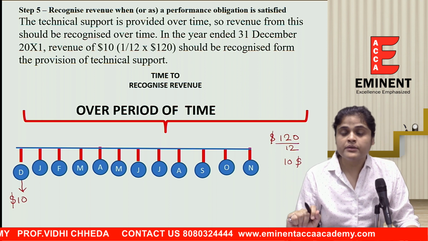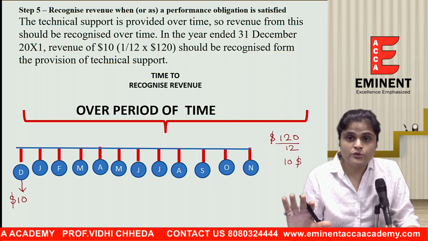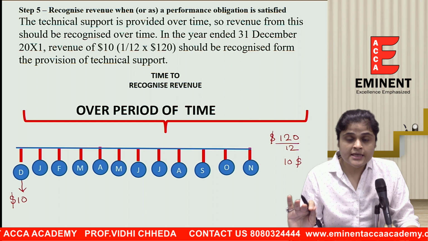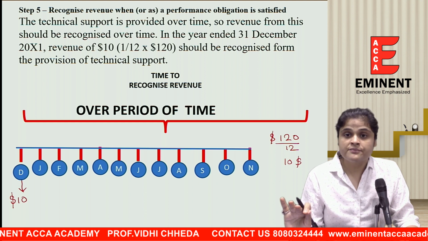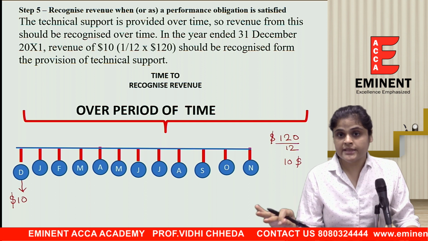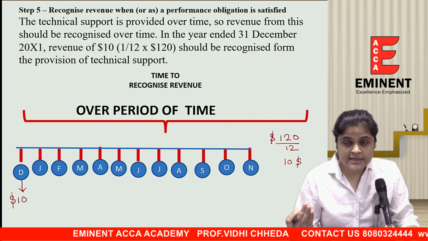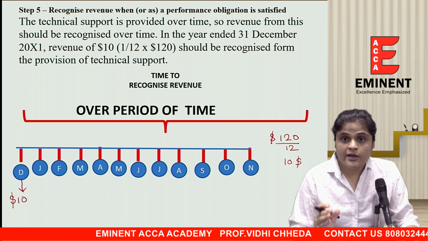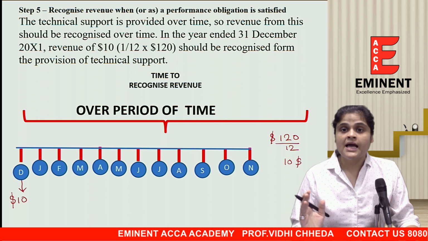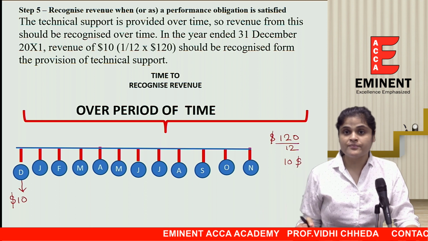I hope with this example, the first stage of revenue recognition 5-step approach is clear. The first step is to identify the contract. The second step is to identify the performance obligation. The third step is to identify the transaction price. The fourth step is allocation of transaction price. And the fifth step is to recognize the timing of recognition.